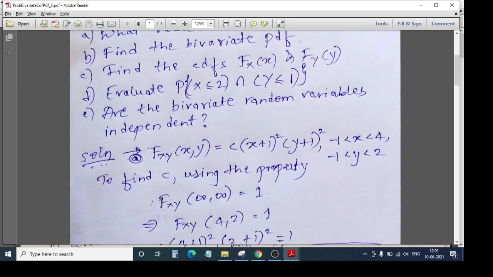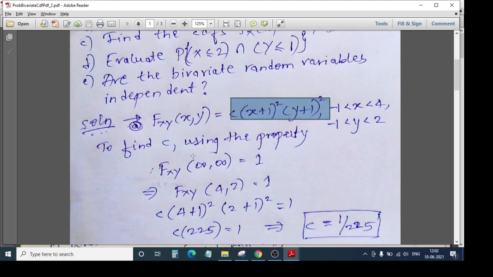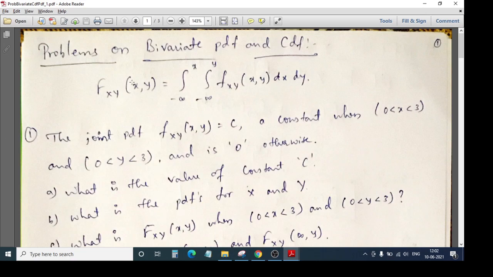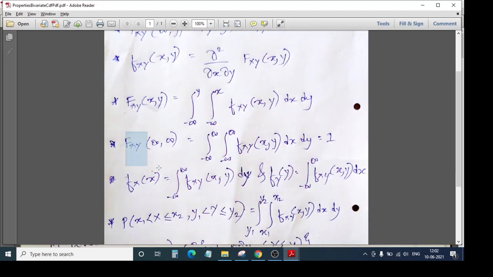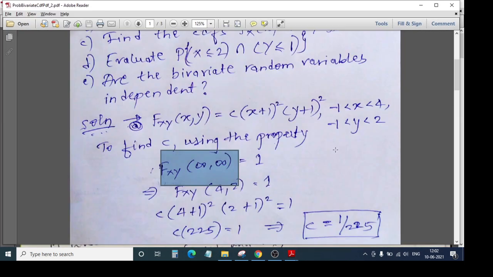This is the CDF which is given: C into (x plus 1) the whole square multiplied by (y plus 1) the whole square. We can find the value of C by using this property, that Fxy(infinity, infinity) is equal to 1. You can go through the properties here. That's why we have taken it equal to 1.